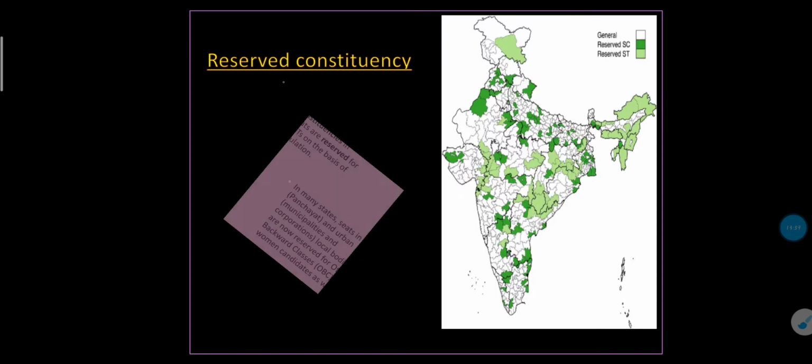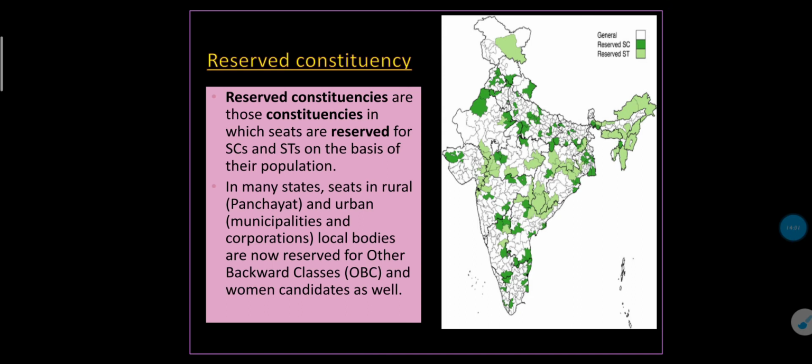Reserved constituencies means constituencies where the seats are reserved for a particular community, that is SCs and STs, on the basis of their population. In many states, in village government or urban government, seats are reserved for women, as well as for the backward classes, that is OBC. So from the map, I hope you get a clear idea about reserved constituencies.